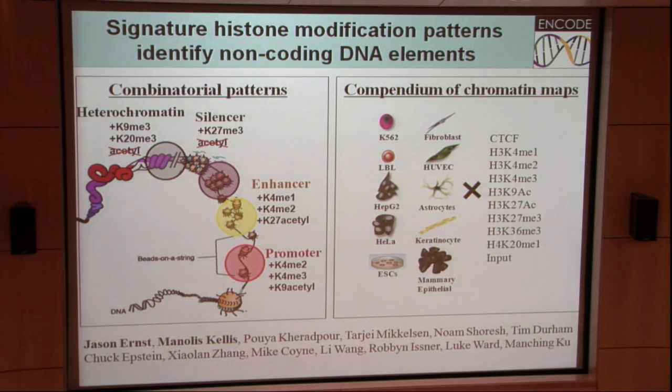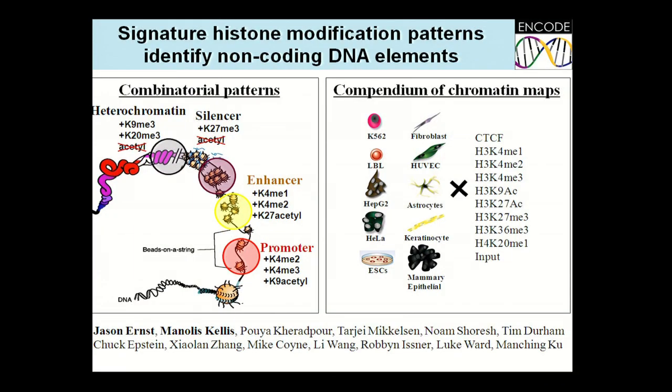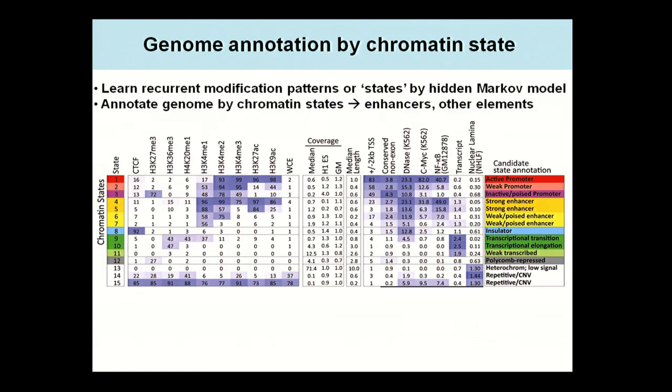And what we want to do here is not only find genes, but identify distal elements such as enhancers. We gain power doing this by looking at combinations of histone modifications at the same time, not just looking at K4ME1 maps, but looking at all 10 maps at once.